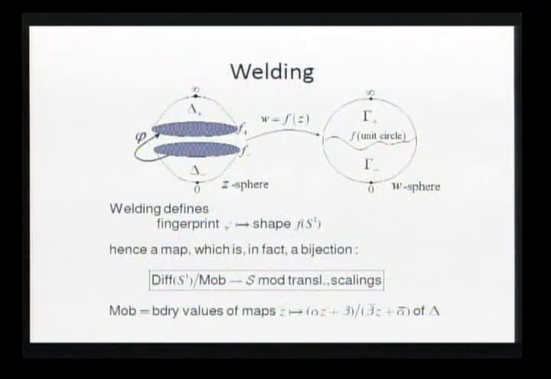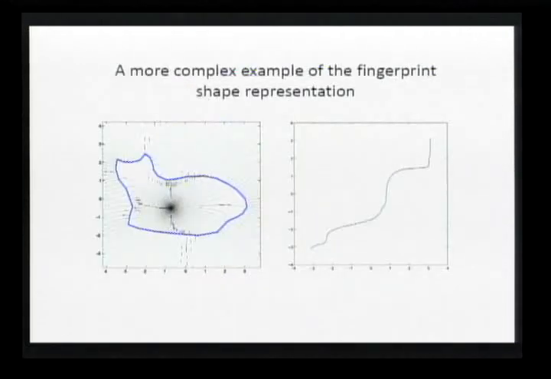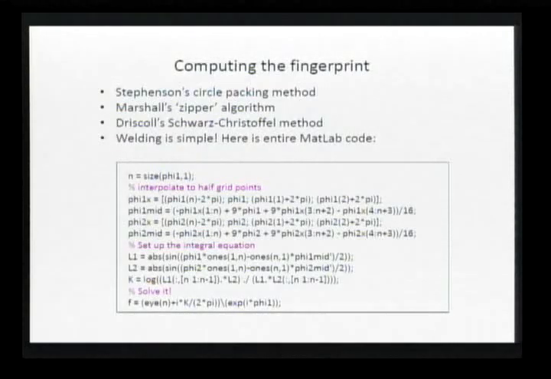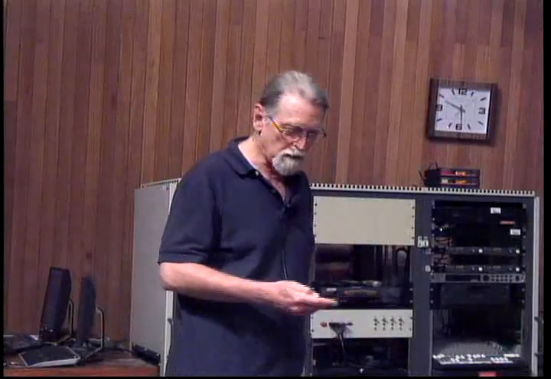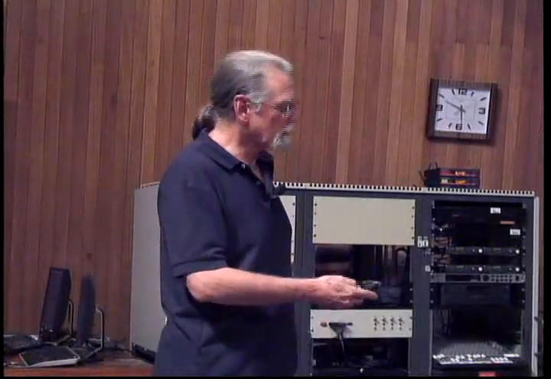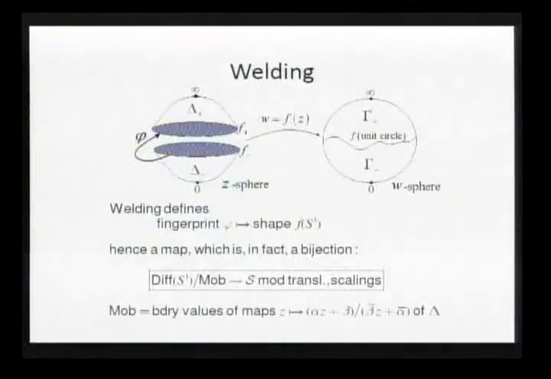And in fact, you get a bijection this way. The diffeomorphism group modulo this three-dimensional group here, which the fingerprint was always undetermined because of that. So you have to divide by the Möbius group. And on the other side, there's some ambiguity. The shape is recovered up to translations and scalings. So we get this bijection. The point of this thing I skipped was just to say that welding turns out to be infinitely easier to do numerically. This is the full MATLAB code for welding. So it's really simple to carry out. Okay.